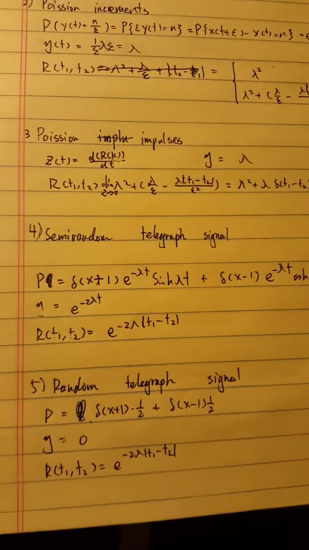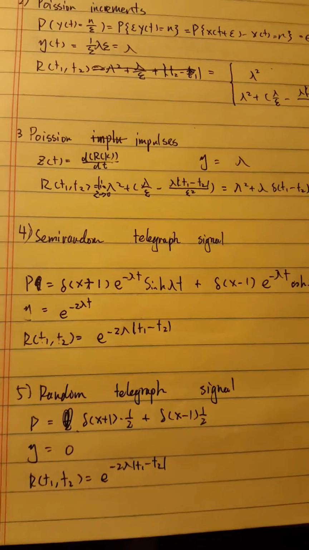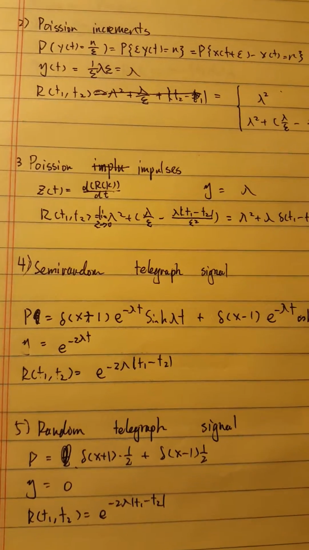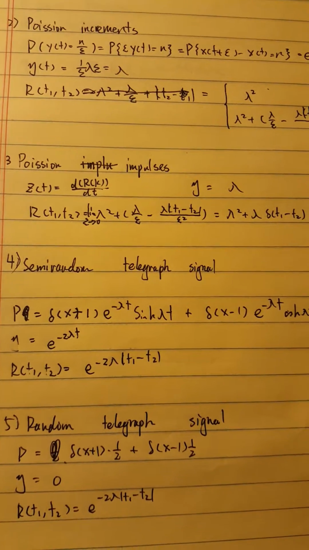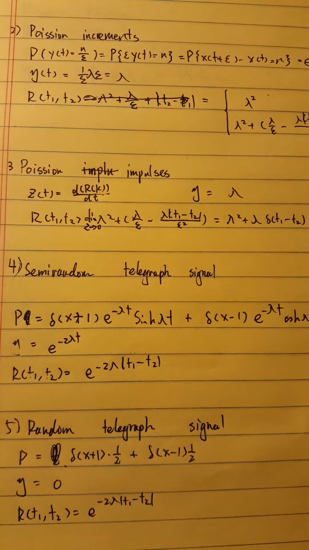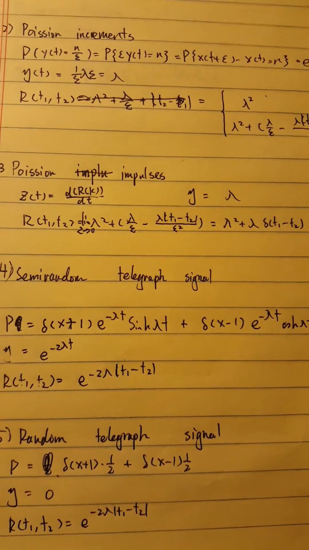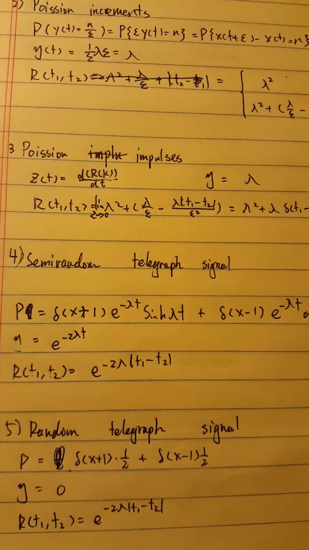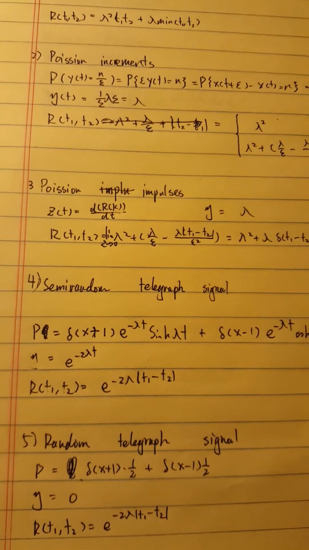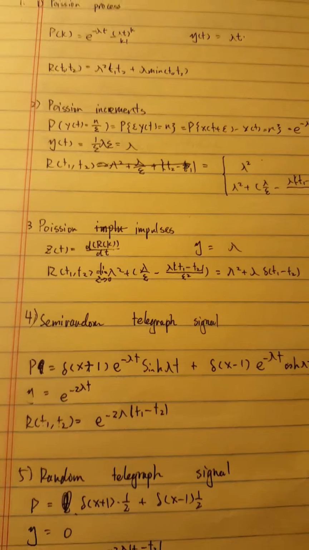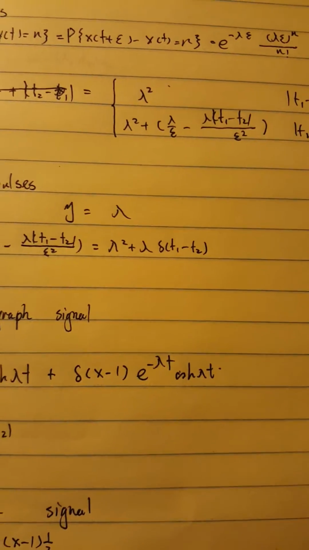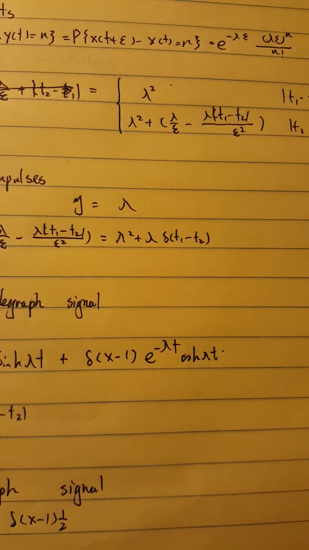The third is the Poisson impulse process, and this is just a derivative of the Poisson process. So we can easily find out that the mean is just the derivative of the mean of the Poisson process. It is equal to lambda. And the autocorrelation function is just equal to the limit of the autocorrelation of the Poisson process, and it is equal to lambda squared plus lambda times the impulse function of t1 minus t2.